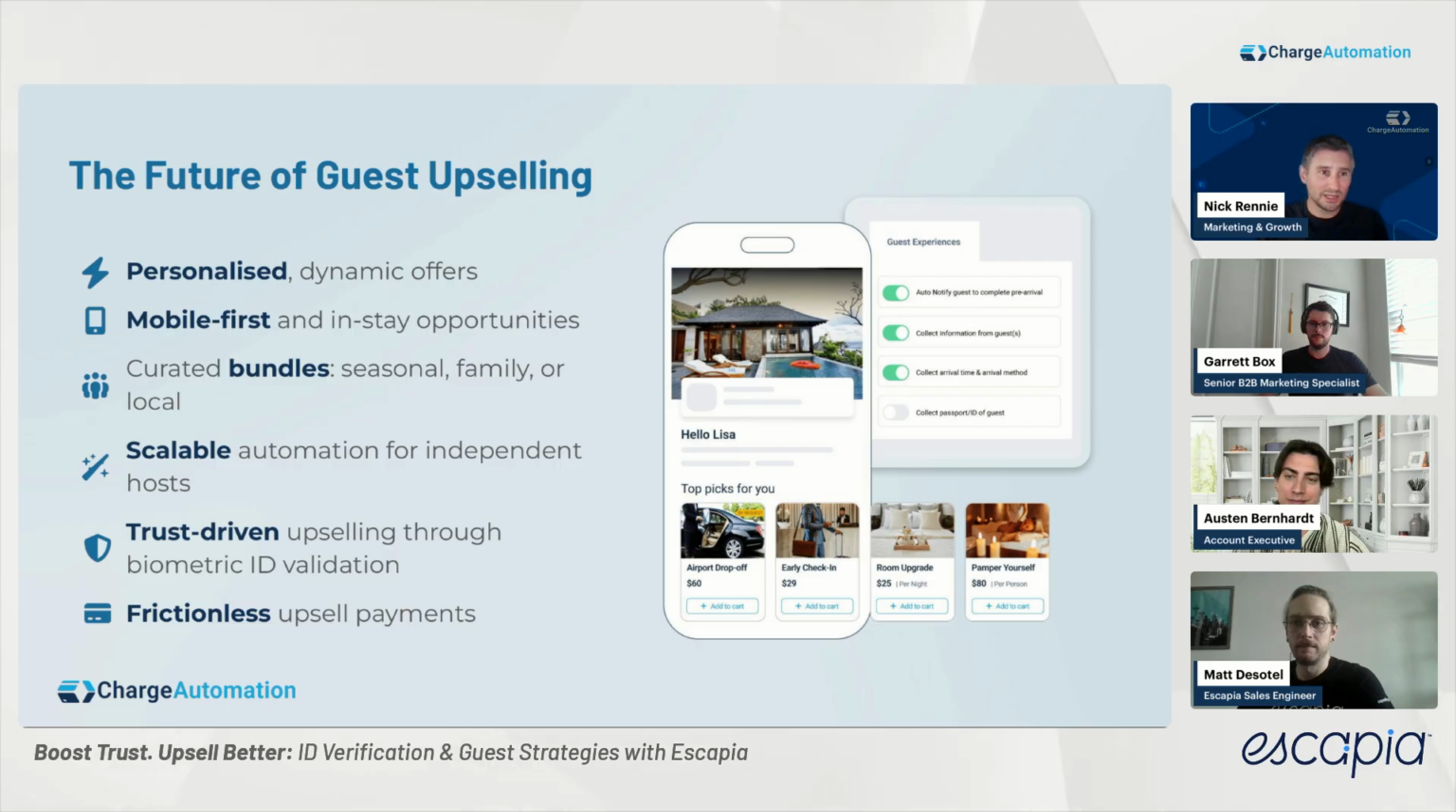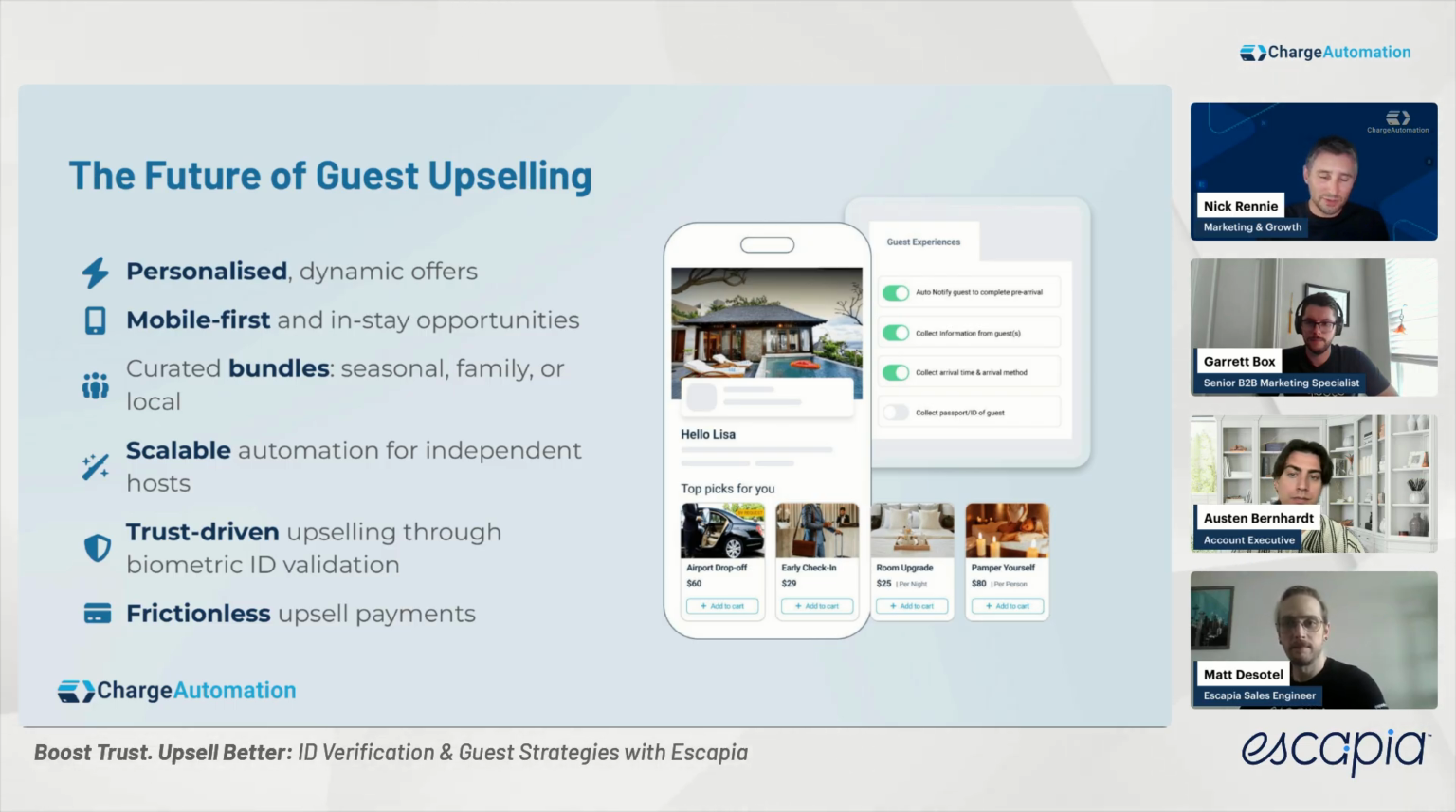It's making sure that everything is designed for mobile, because people walk in with their mobile devices, they don't log in with their laptops. You want it to be able to work smoothly on your mobile device. Everything on both Escapia's side and ChargeAutomation's side is mobile friendly, because you need it to be that way. 85-90% of our users are mobile users. And I mentioned just now, obviously, the creative bundles.